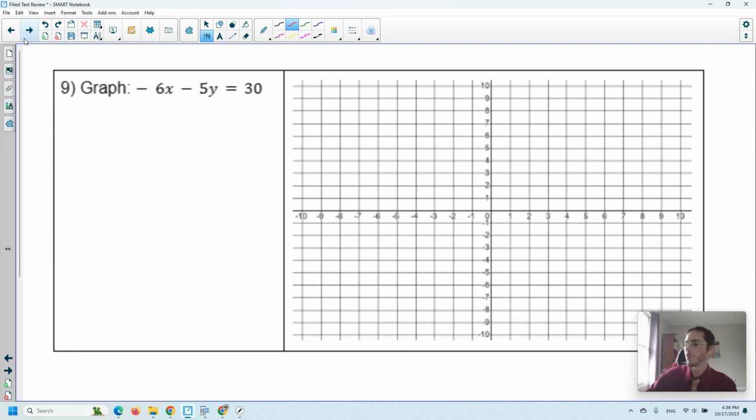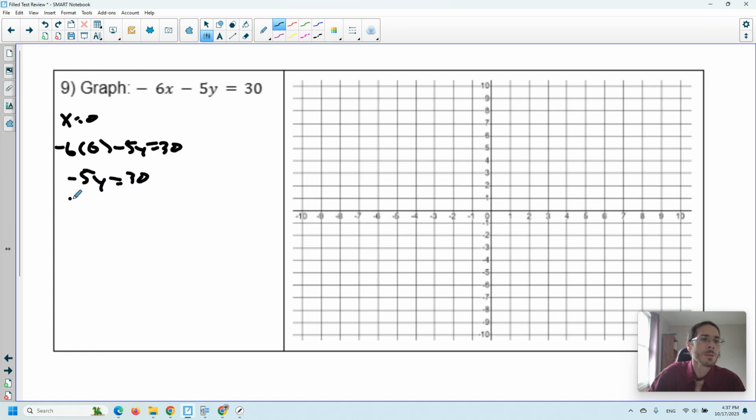For number 9, we want to make a graph. Obviously, if you want to graph it using your calculator, you can. I honestly think it's better to do by hand than with the calculator when it's in standard form like this, because we just set x equal to 0. So we get -6 times 0 minus 5y equals 30. So -5y equals 30. Divide both sides by -5, y equals -6. Oops, that's not y, that's the x. So we'll come down here. That's going to be our y-intercept at 0, -6. That's pretty quick to graph.